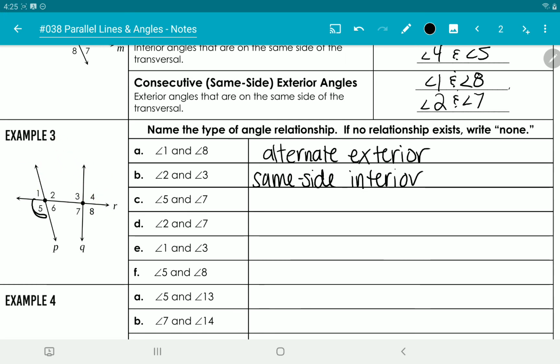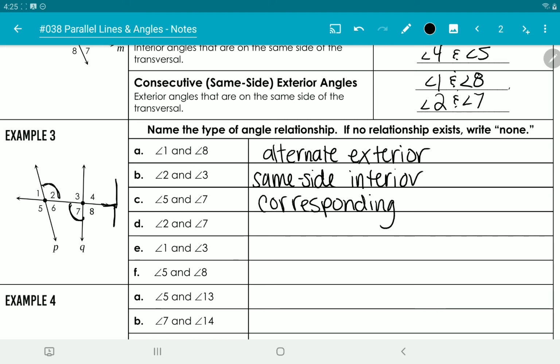5 and 7. Okay, this one, you can see they're same side, but they're not both inside or outside. You can see that 7 is on the interior and 5 is on the exterior. But you can see that they are in the same position, so they're in the bottom left corner of this intersection. So they're corresponding, they correspond to one another. So they're corresponding angles.